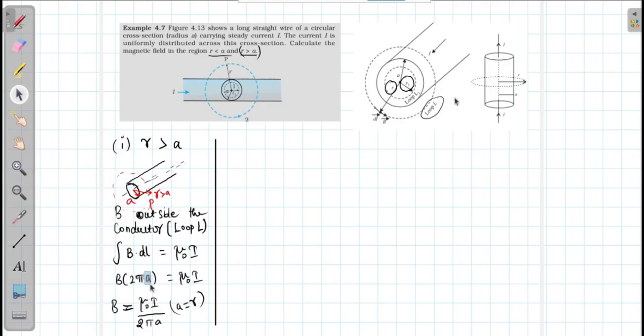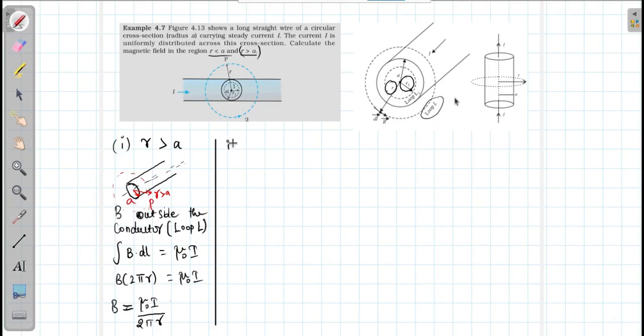See here, I have taken A. No, it is wrong. It is R only. Because we have taken the entire loop, the circle, so the radius is R, not A. So this R only. Okay, so both the diagrams remain the same.